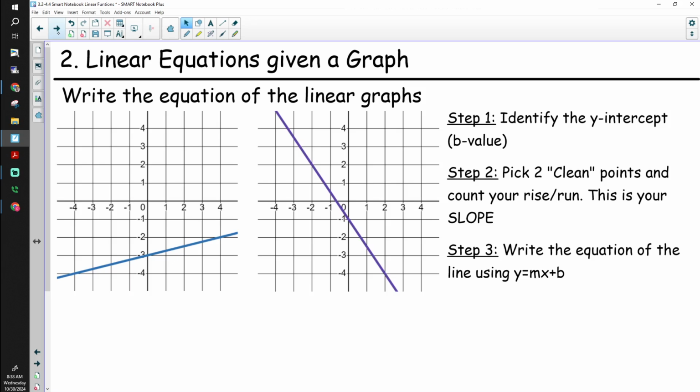Now you're given the graph, and guess what I want you to do? Write the equation. This is probably the more popular question. You'll get a graph, and it'll say, which of the following is the equation for the line? We're going to do one by hand, and guess what? We're going to do one with Desmos.